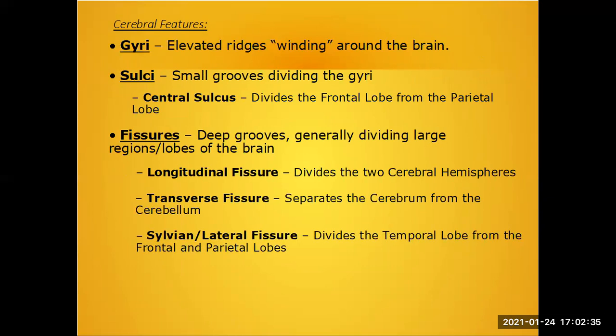Gyri are elevated ridges around the brain. Sulci are small grooves dividing the gyri. Central sulcus divides the frontal lobe from the parietal lobe. Fissures are deep grooves, generally dividing large regions, the lobes of the brain. Longitudinal fissure divides the two cerebral hemispheres. Transverse fissure separates the cerebrum from the cerebellum. Sylvian lateral fissure divides the temporal lobe from the frontal and parietal lobes.